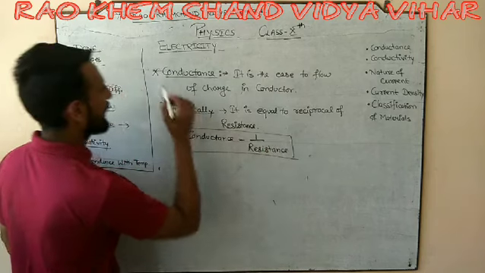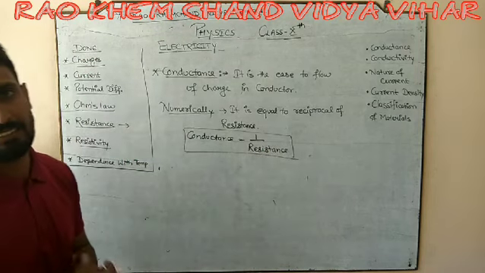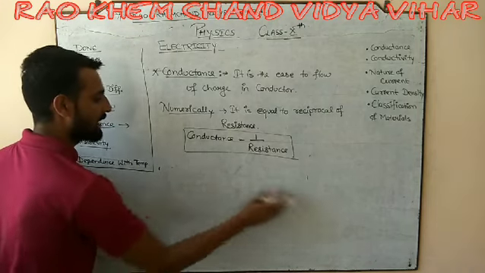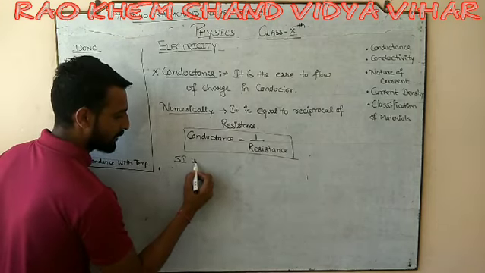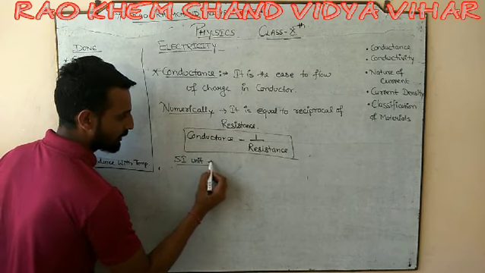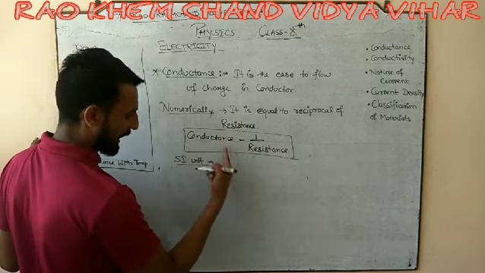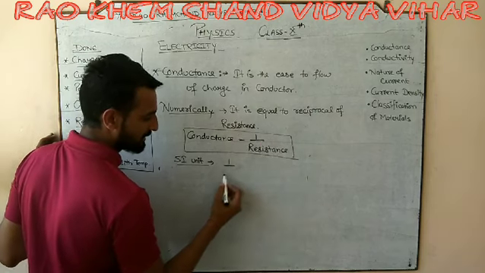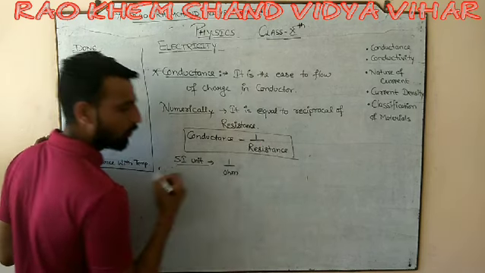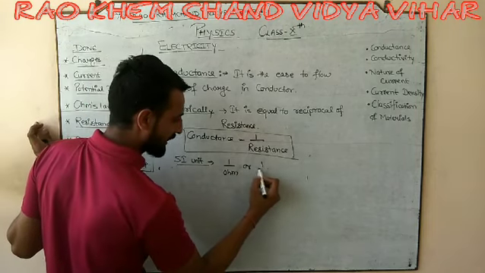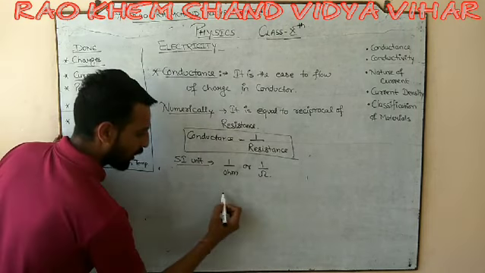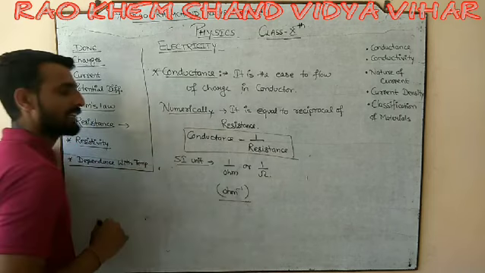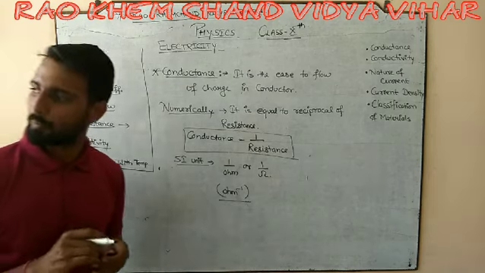And here we have our first term called the conductance, which is equal to the reciprocal of resistance. And if we talk about the SI unit, the SI unit of conductance is 1 upon resistance, and that unit is ohm inverse, or you can say 1 by ohm. So the SI unit of conductance is ohm inverse.